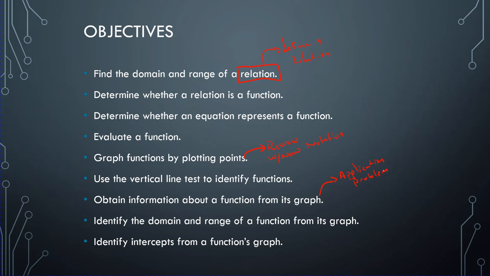Then we're going to define the domain and range of a function from its graph. And then we're going to look at a function's graph and identify the intercepts. So there's a lot going on in this lecture, and I'm going to fill it with a lot of examples. After I introduce a concept, we'll look at some examples of it, and hopefully that'll iron home the concepts.